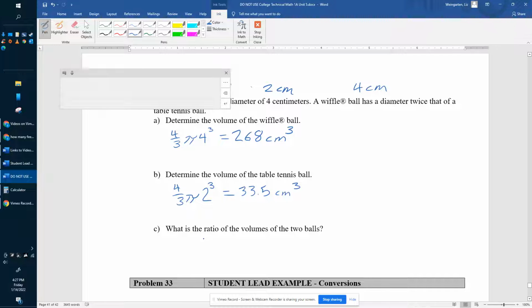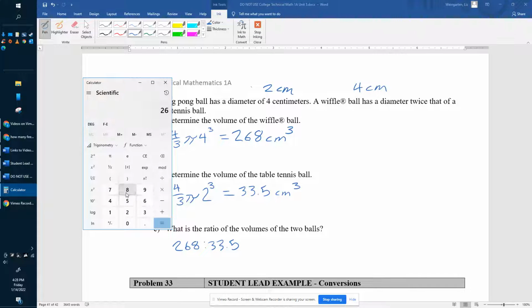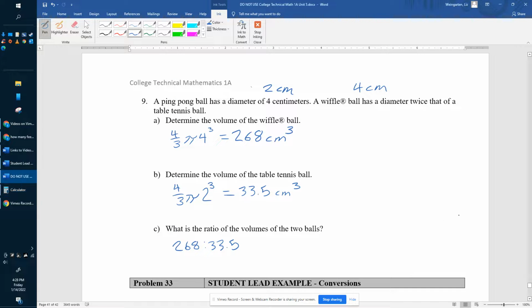What is the ratio of the volumes of these two balls? So 268 to 33.5. Let's see what that is. 268 divided by 33.5, 8. Why is that? Because we had to cube our conversion. We cubed the doubling. 2 cubed is 8. We doubled the size. We had to cube the volume.